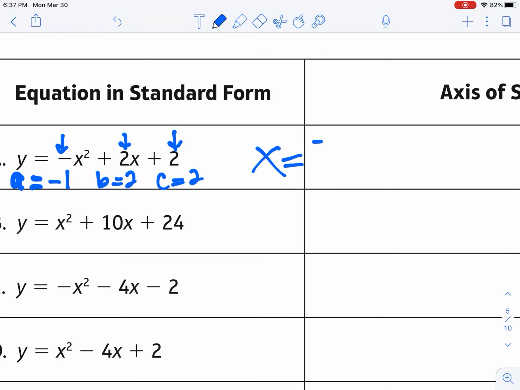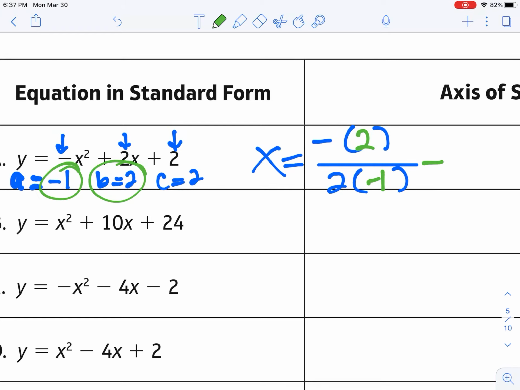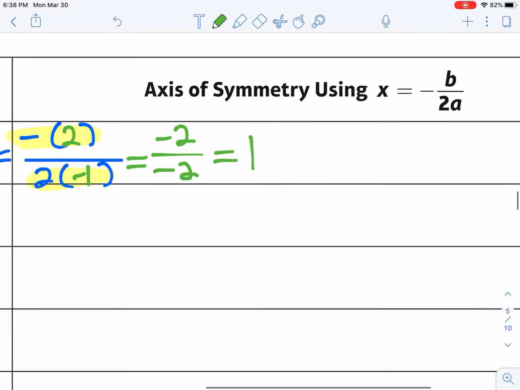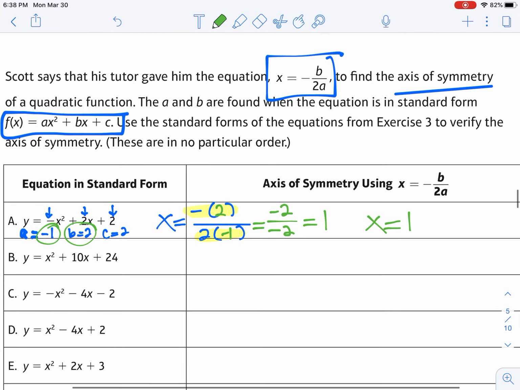x equals a negative times b all over 2 times a. b goes on top, so b is a positive 2. a is a negative 1. When I simplify this, a negative times 2 is a negative 2, and then 2 times a negative 1 is a negative 2. A negative 2 divided by negative 2 is a positive 1. So the equation for the axis of symmetry is x equals positive 1.